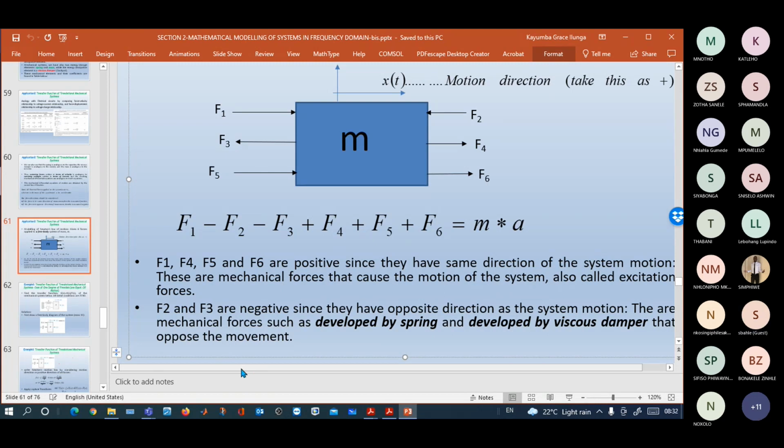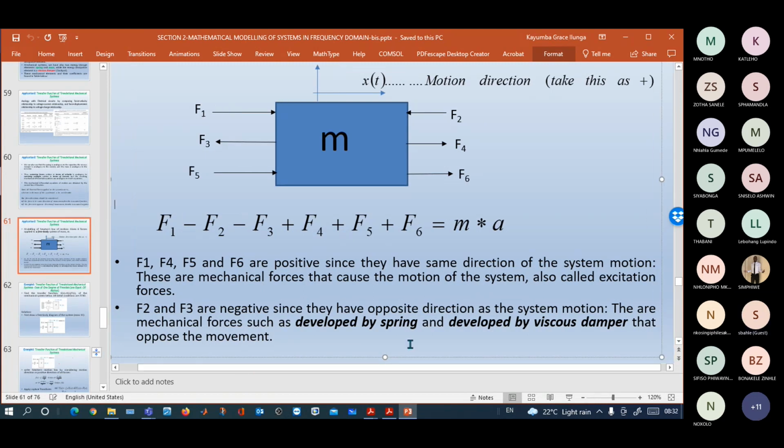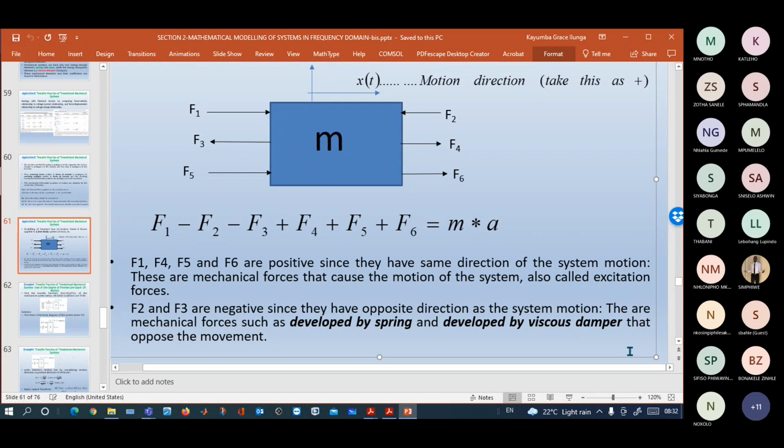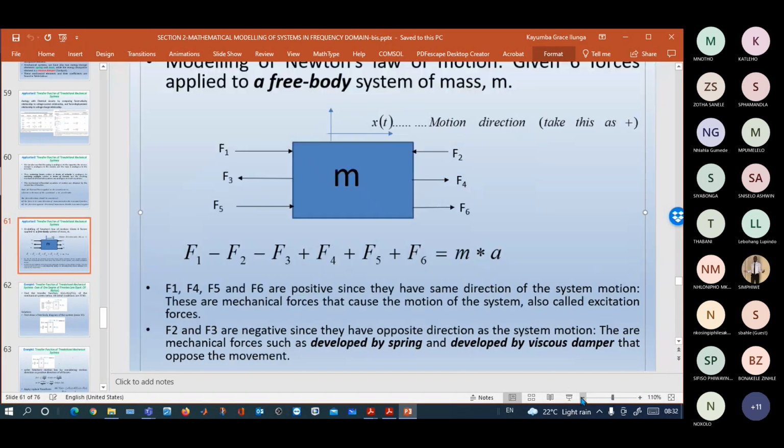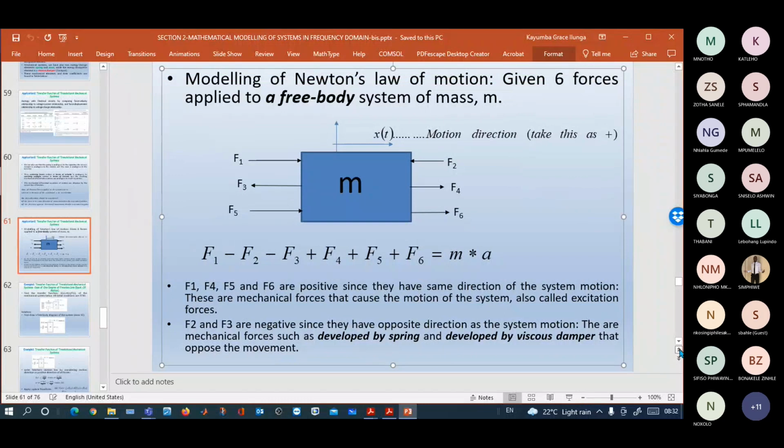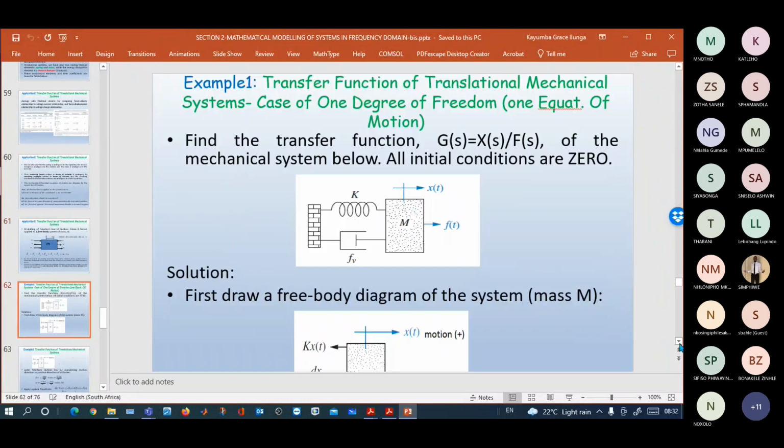These are mechanical forces such as developed by the spring and the viscous damper. So they are always in opposite movement. So this is very important for you to notice. Okay. So let's now go back to our slide. Now we have an example given to us of a mechanical system. How can we solve this mechanical system?